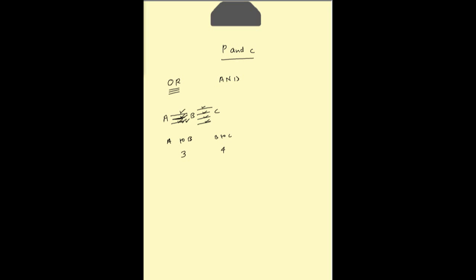But if I say the task was to move from A to C, this can be done if I move from A to B and if I move from B to C. As you've already seen, there are 3 ways of moving from A to B. There are 4 ways of moving from B to C. And you observe there's an AND applied between them.